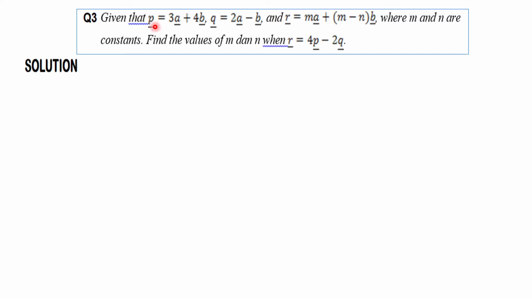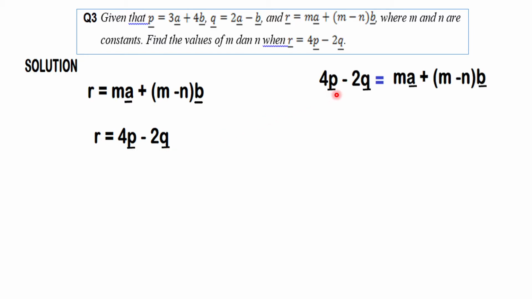Question 3. You are given vectors p, q and r. So here you can see vector r with unknown m and n, and the question is to find the value of m and n. Also you are given another vector r which is in terms of vector p and q. So these are the two vectors given. The first r is in terms of vector a and b, the second r in terms of vector p and q. So here you can form the equation.